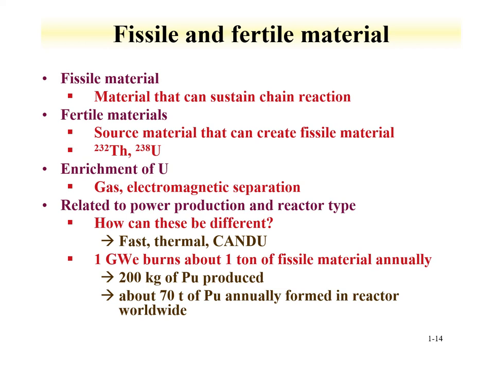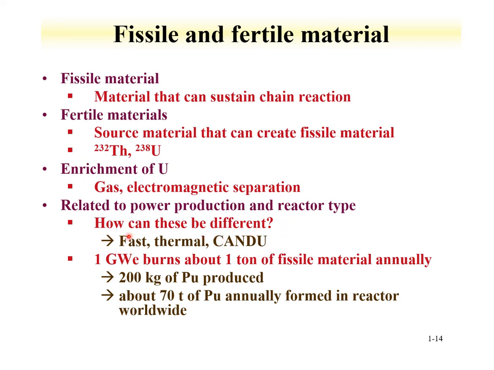There's also production and reactor types that can be used to derive differences in fissile material. Right, so how can these be different? Well, think of the neutron energies. You can have a fast neutron, a thermal neutron, and a CANDU reactor. The fuel is very different.